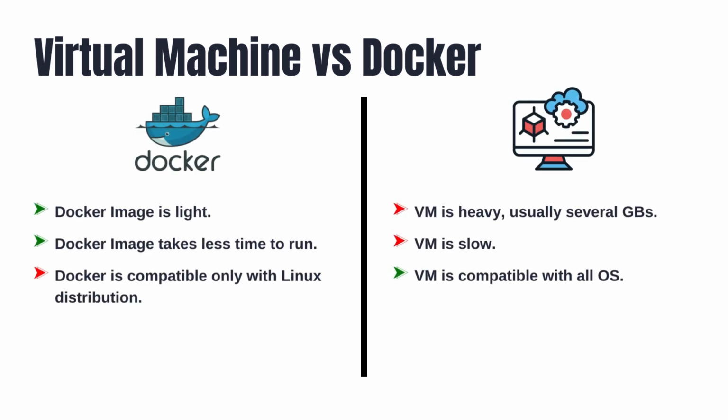So this creates three fundamental differences. First of all, a Docker image is very light. A Docker image usually takes several megabytes, while a virtual machine takes up several gigabytes. Secondly, loading a Docker image is faster because it only handles the application layer, while loading a virtual machine is very slow because it needs to boot up the kernel as well. And finally, because a virtual machine virtualizes the kernel, it is compatible with all operating systems, while Docker is only compatible with Linux distributions.